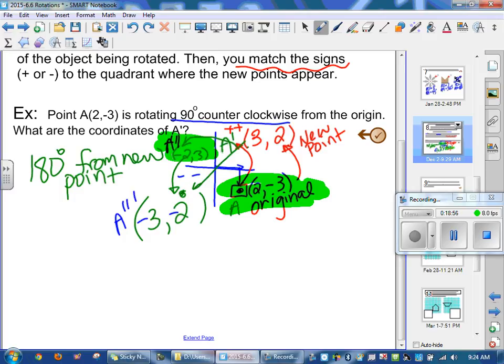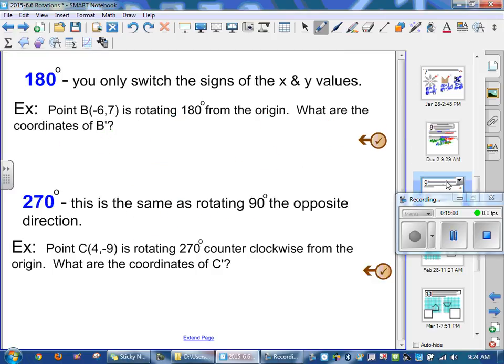So an example here says, we've got negative 6 and 7. Well, our new point, point B prime, is going to be at 6 and negative 7. You're just switching the signs. So this guy becomes a positive because he started negative, and this one becomes a negative because he started positive. Okay? That's the 180 flip.